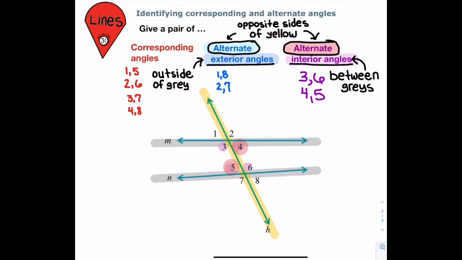Corresponding angles are the angles that end up matching up when you take the X's that are formed by those gray lines that were sliced by that yellow line. So there we have the X. If I was to lift that up and set it down on top of the other X, the 1 and 5 match up, the 2 and 6, the 3 and 7, and the 4 and 8. So those are corresponding angles.